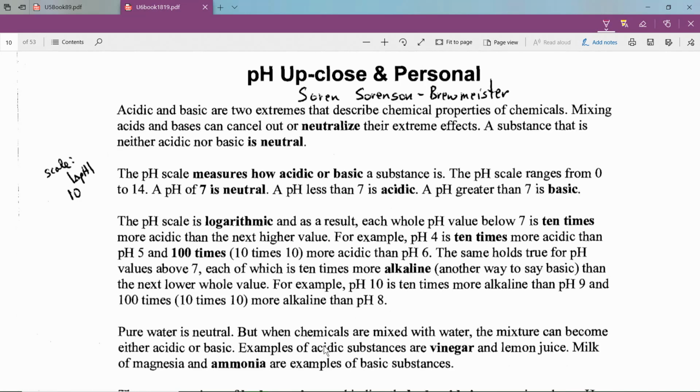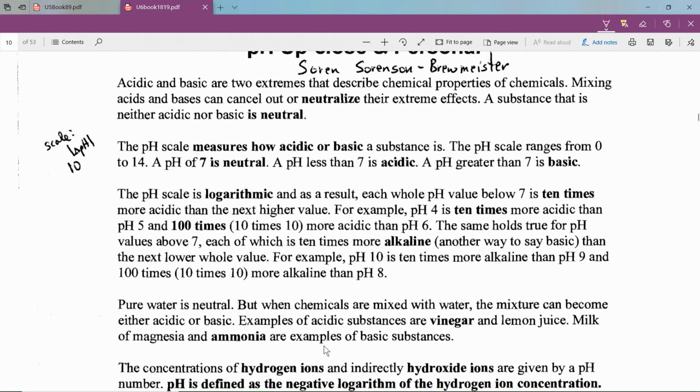Here I see more about pH up close and personal with Søren Sørensen. It was a Scandinavian brewmeister. He cared about pH because he was looking at various enzymes that would work in the beer, and they only work under certain conditions, right? You may have done some biology stuff with enzymes, and some of the enzymes that break down things, if you're out of a pH range, the enzymes don't work well. So pHs are important in biochemistry.